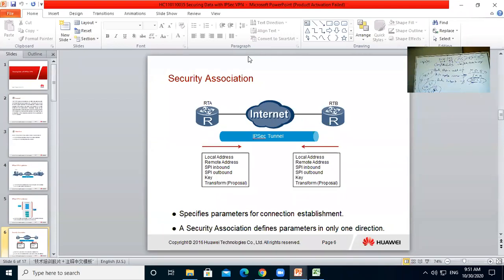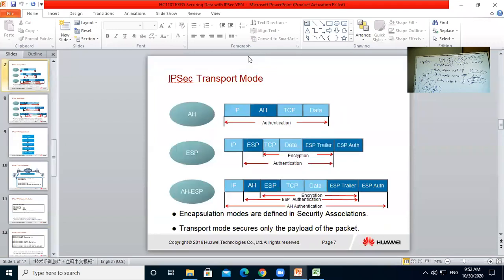Next we have IP security transport mode.